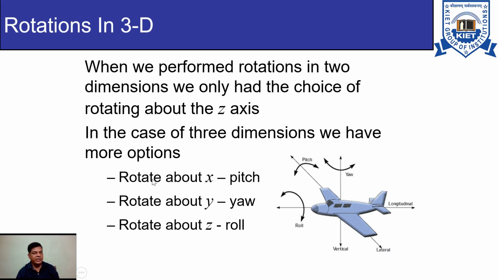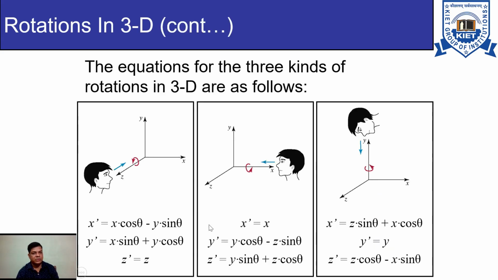We could rotate the object about the x-axis, we could rotate the object about the y-axis, or we could rotate the object about the z-axis. So here we have three choices. Either we could rotate the object about the x-axis, y-axis, or z-axis. So these are the transformation equations you can see for the three-dimensional rotation. The equations for three-dimensional rotations are described as follows.